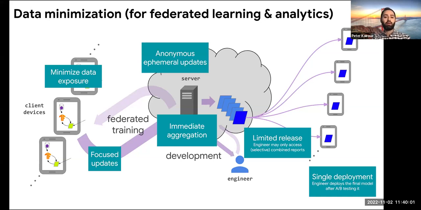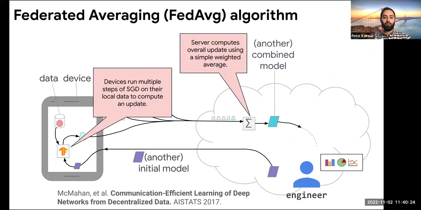And we immediately aggregate these updates. And we only release either the final model or a few models that are trained on a few hyperparameters. And at the end of the day, we only make a final single deployment. So you can see there's data reduction and minimization at all stages of the technology. Now you can further extend and rigorize the guarantees on the data minimization front.